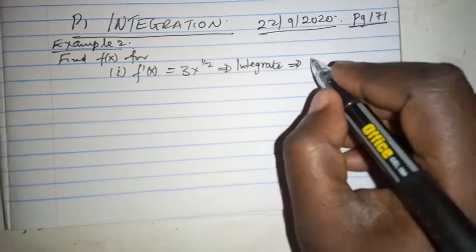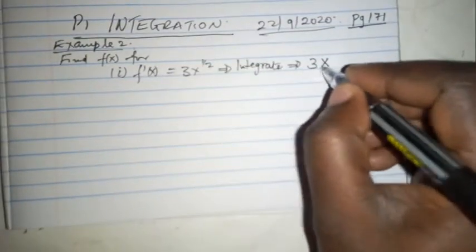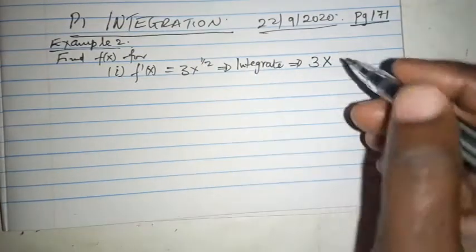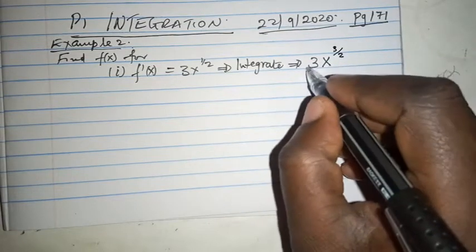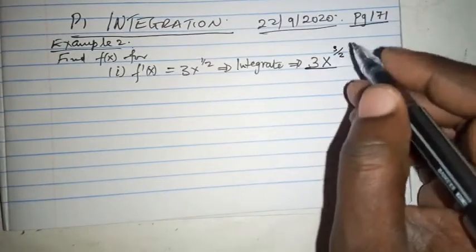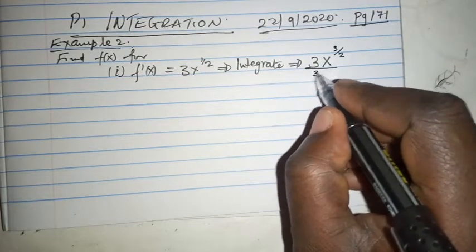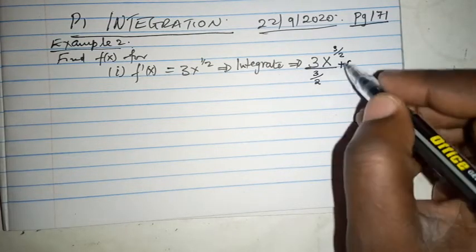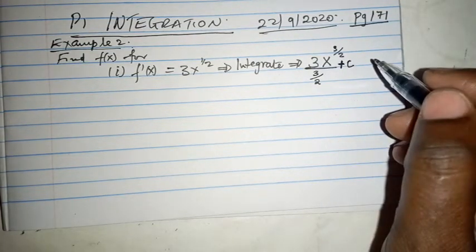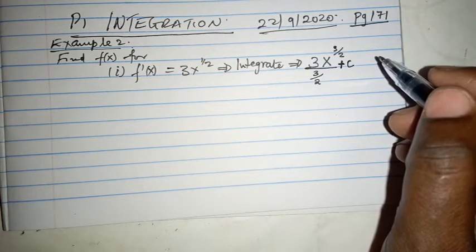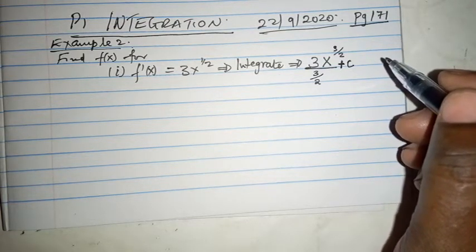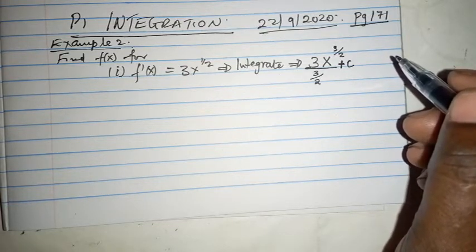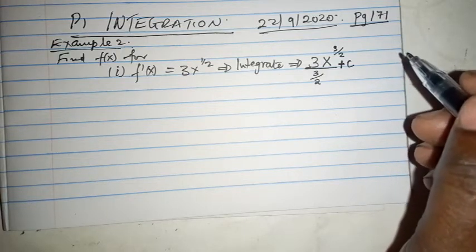to get 3 remains where it is, x, the power increases by 1. So a half plus 1 is 3 over 2. And this new power now becomes the divisor, which is 3 over 2. Of course, we add a constant. We will hear in the next video that we always add a constant when we are dealing with an indefinite integral. An indefinite integral is one that does not have boundaries. I will show you what boundaries are, or rather the limits.